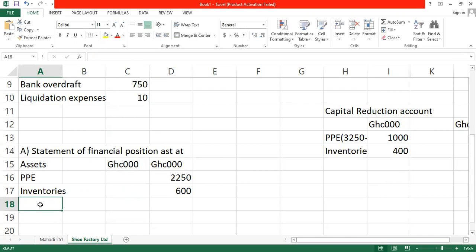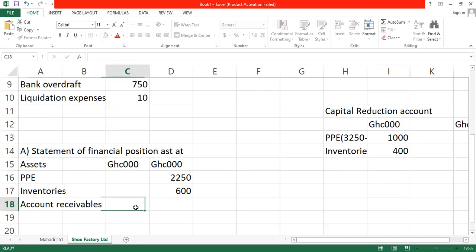The next asset is what? Accounts receivable. You see, don't go and say you are arranging this in non-current assets and current assets. No, the question, the format, sometimes we answer the question based on how the statement is given to us in the exam. The examiner gave you total assets, just assets. Don't say you are going to separate it into non-current and current assets. You are wasting your own time. Just do it the way it was given to you and go.